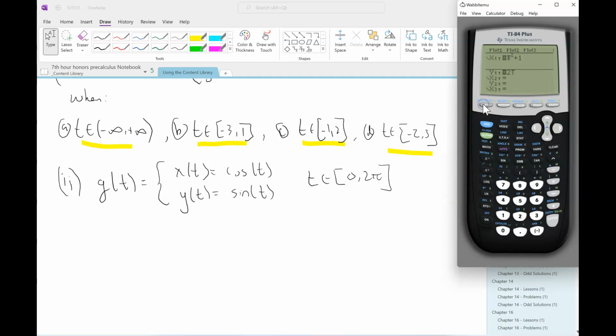So if we go and type this into our calculator, we're going to do cosine t and sine t for our x equation and y equation. And then in our window, I'm going to change Tmin to be 0 and Tmax to be 2 pi. And just so my circle isn't itty bitty teeny weeny, maybe I'll change that to like -3 to +3 for my scales. But there we go.